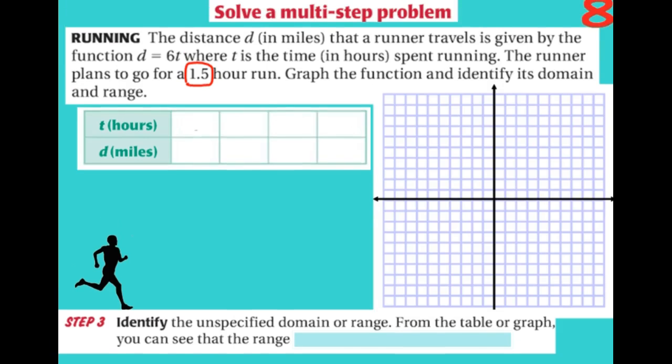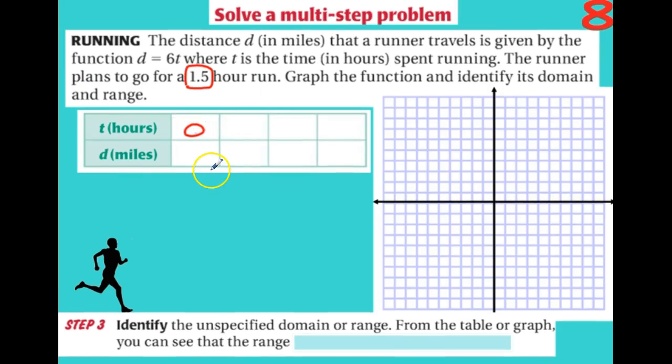So here, our time in hours, we could start off at 0. We can't go negative because you can't run negative time. That doesn't make sense. So time in hours, 0, and we have to go all the way up to 1.5. So this one is only between these two numbers. So to get from 0 to 1.5, we could go by 0.5s. Add another 0.5, we're at 1, and then 1.5. That way they're equal distant apart. So our equation says d equals 6 times t. And t is our time.